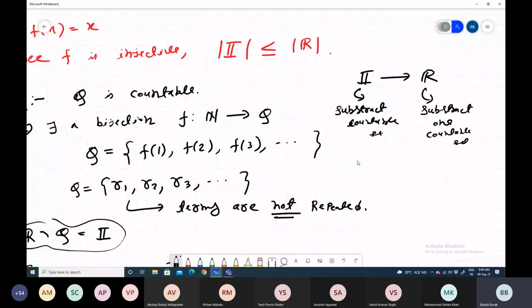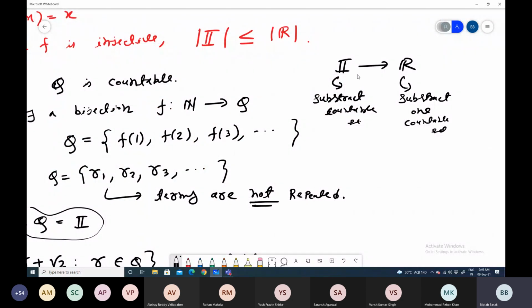Okay, so what is my plan? My plan is that from Q to R, we will remove some countable set. Here we will remove some countable set, and after subtracting those two countable sets, we will have the same set on the left side and the right side. For the same set we will define the identity function only. You remove one countable set, another countable set, and then we define a bijection there. Then we will get a bijection from I to R. So that was the trick which we will use.